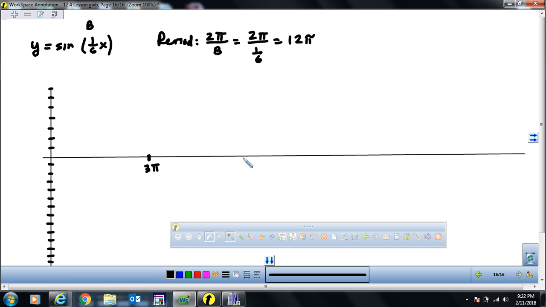Then it goes to 6 pi. Then it goes to 9 pi. And then it goes to the period, which is 12 pi.